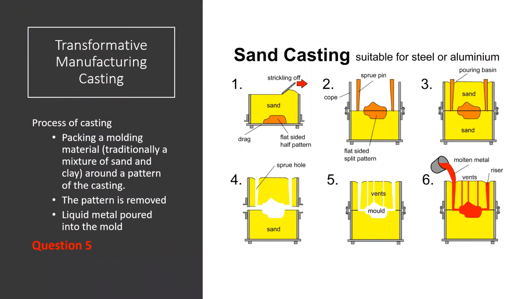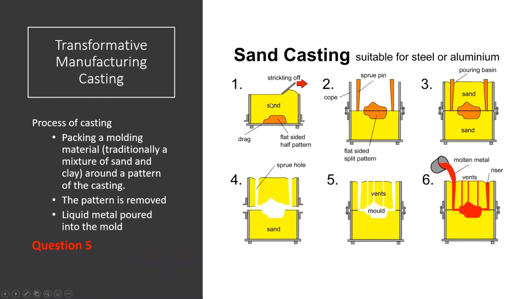So this is question 5 here, and we're talking about casting. Essentially what we're doing here is creating, if we look at the diagram on the right, this orange object is what's trying to be created in this case. So you have essentially half of the shape that you put into a box, and you pack sand around that half of the shape.